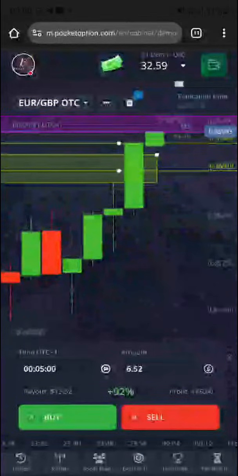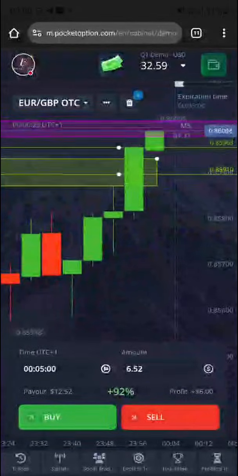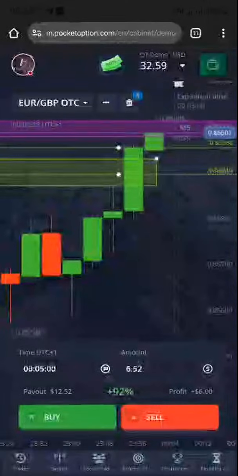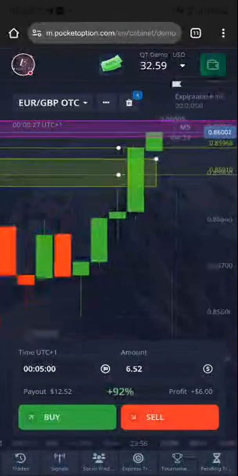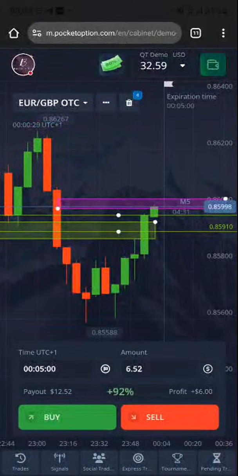They may also retrace, but the chances of them retracing is slim right now. So I'm not going to take this trade again. You understand? So back to what I was saying.